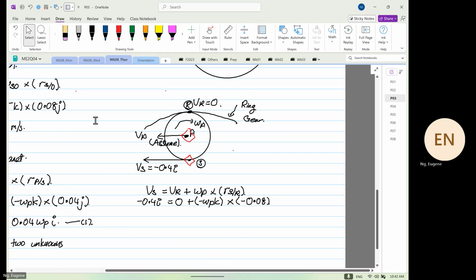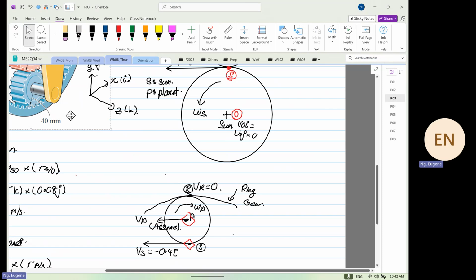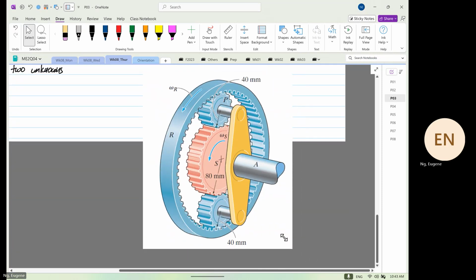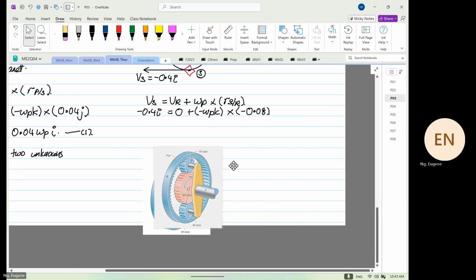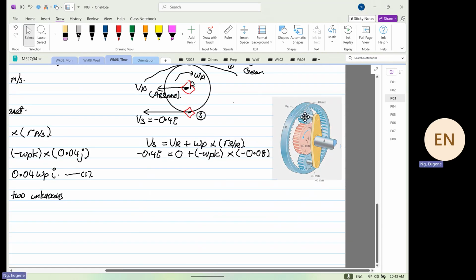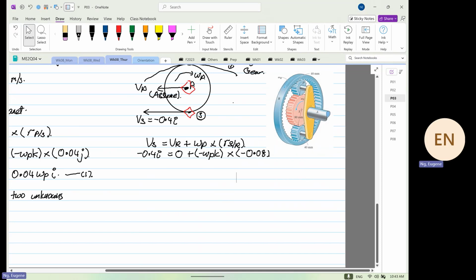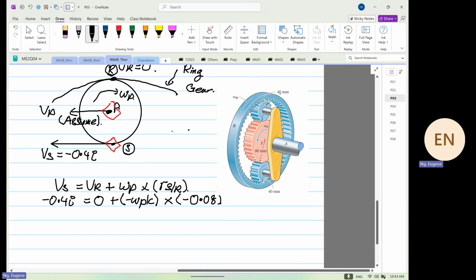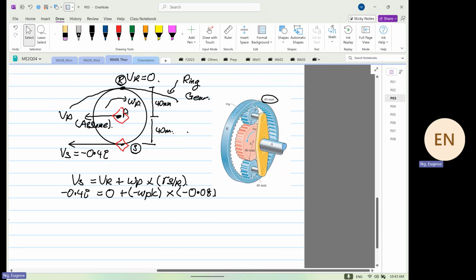I'm pretty sure after class someone asked me where that came from. You all can see that the planet gear has a radius of 40 millimeters, so the distance from here to here is 40 millimeters. The distance from here to here is also 40 millimeters. So that's how you get 0.08.